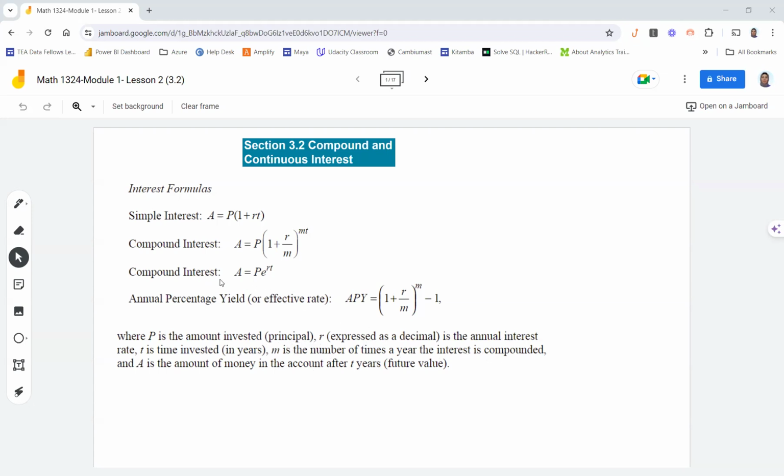And then continuous compound interest: the future value is equal to P times e to the power of R times T. Here e is the natural number. And then the final formula is the annual percentage yield or effective rate, which you can shorten as APY, and it is equal to (1 plus R over M) to the power of M, minus 1.